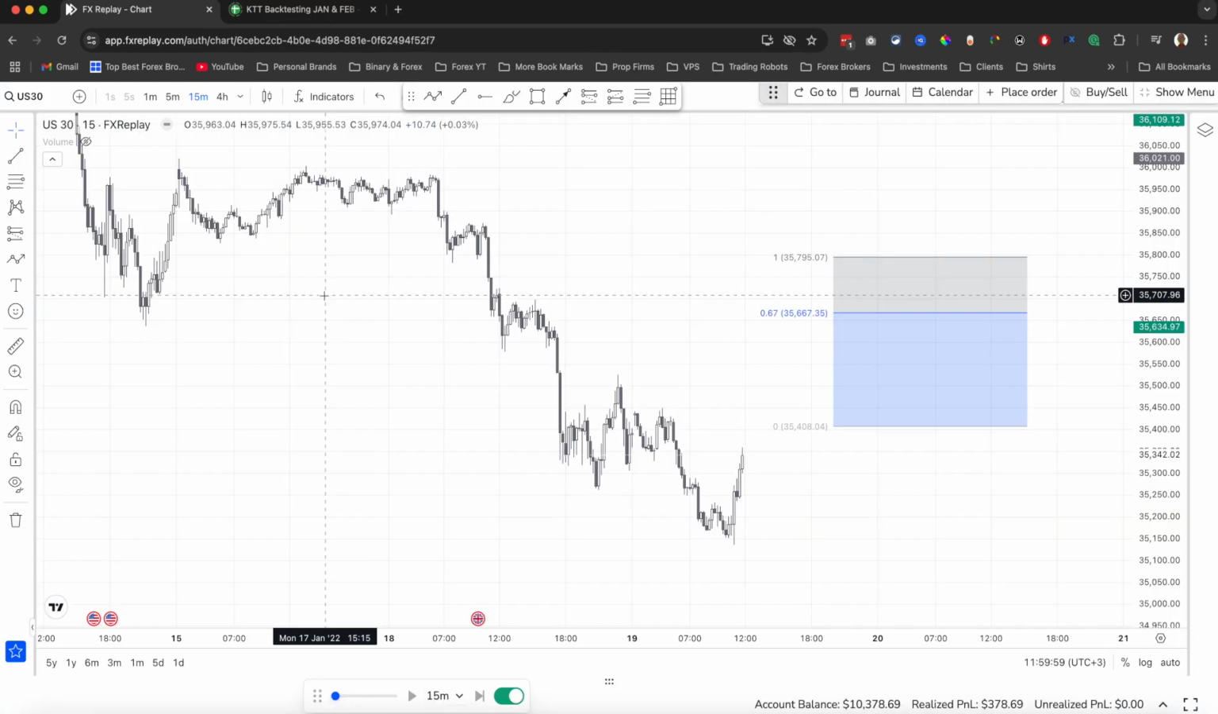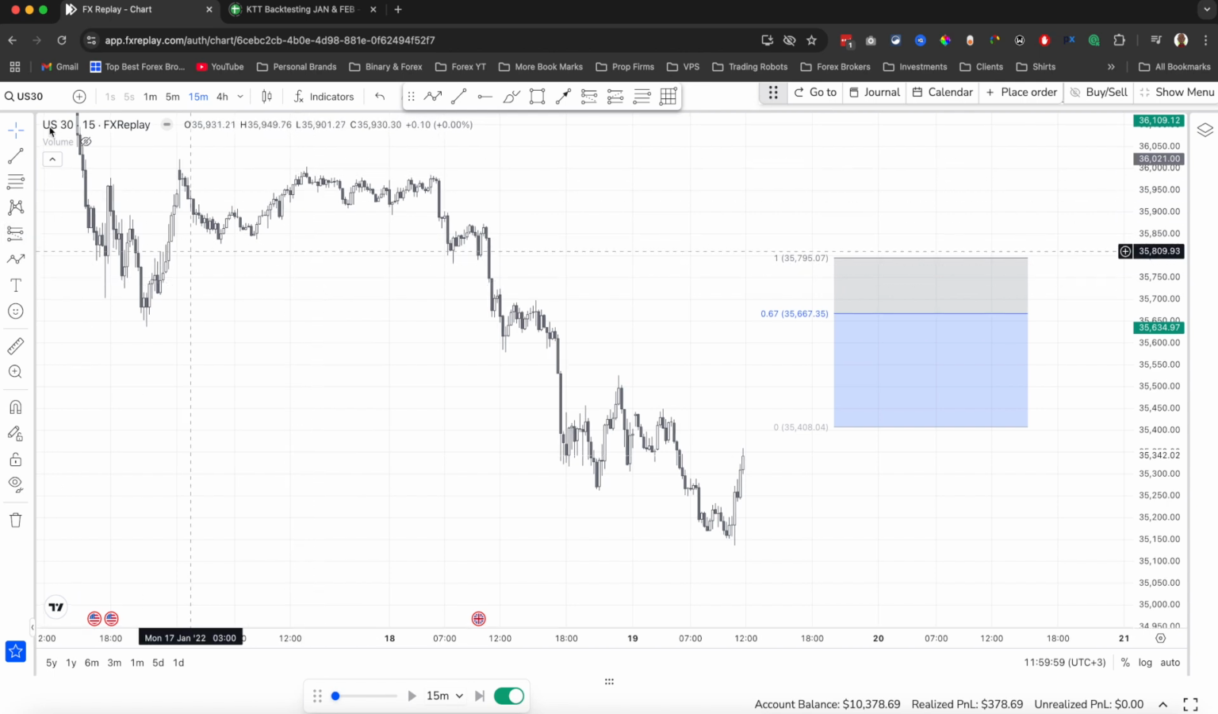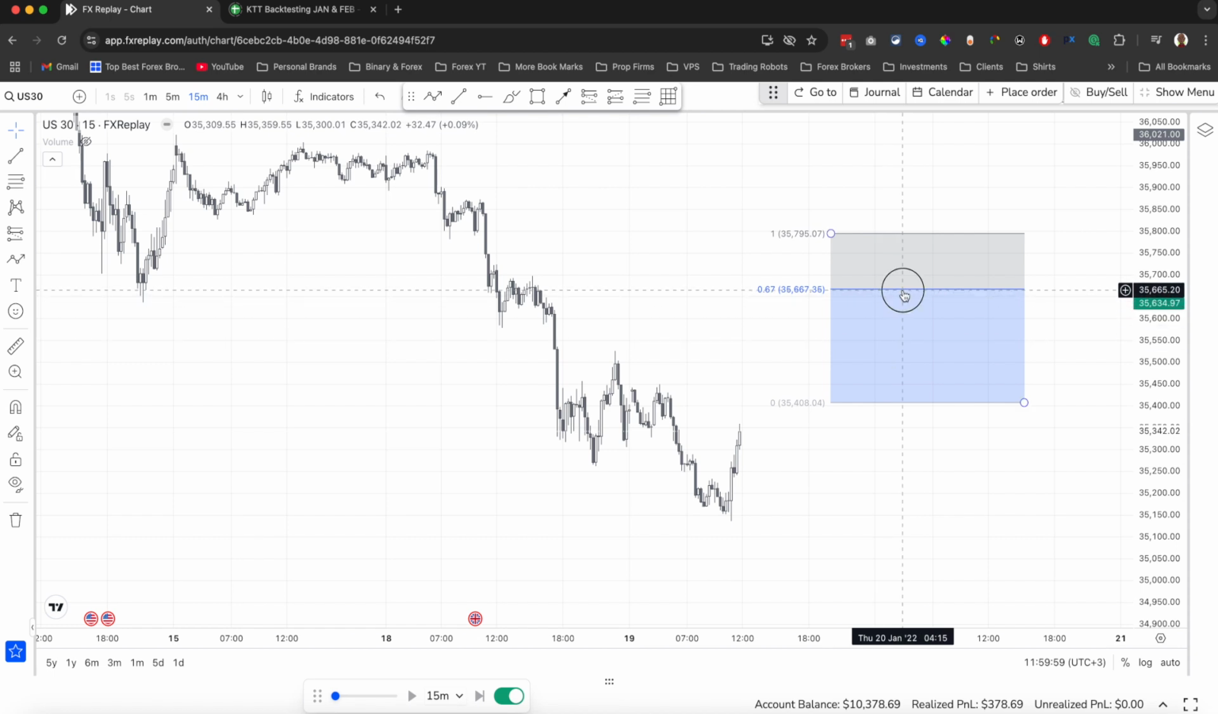You can trade this on any pair. You can trade this on stocks, you can trade this on indices, you can trade this on gold, commodities, you can trade this on pairs. So I'm trading this on an index, which is US 30. So for this, I'm using the Fibonacci tool.